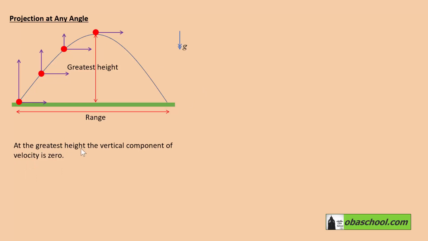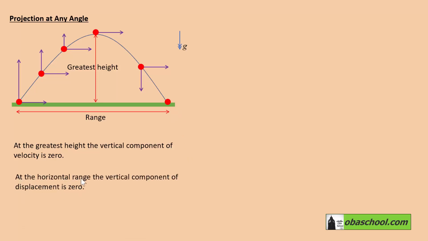So at the greatest height, the vertical component of velocity is 0, and that's often how we can go about finding the greatest height. When we get to here, the horizontal component once again is the same, but because we're accelerating downwards, now the particle is travelling downwards. And then it hits the ground here.